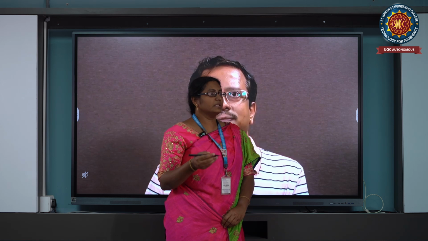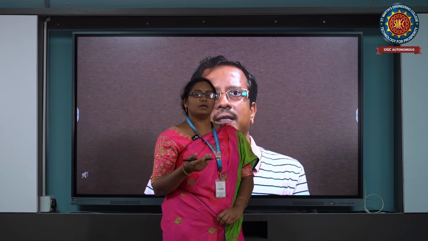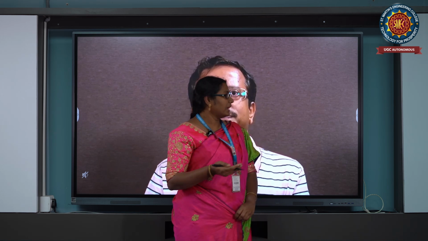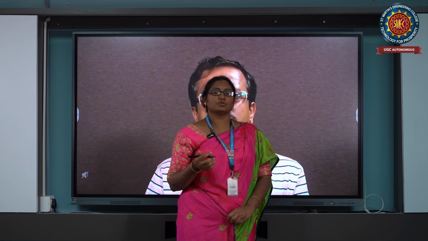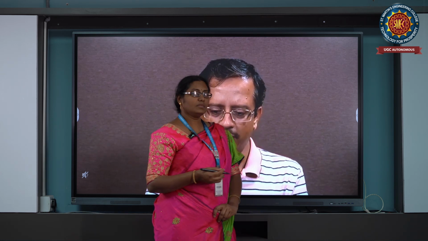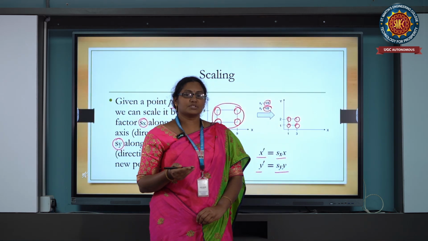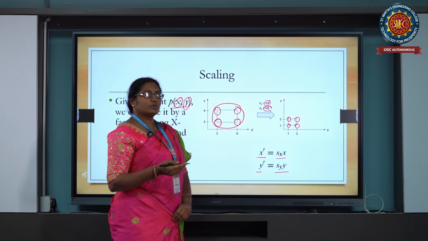In scaling we can change the dimensions and size of the image. How to apply this scaling transformation? Multiplying the scaling coordinates sx and sy with the original point x and y. So this translation and the scaling transformations you can apply to the object.